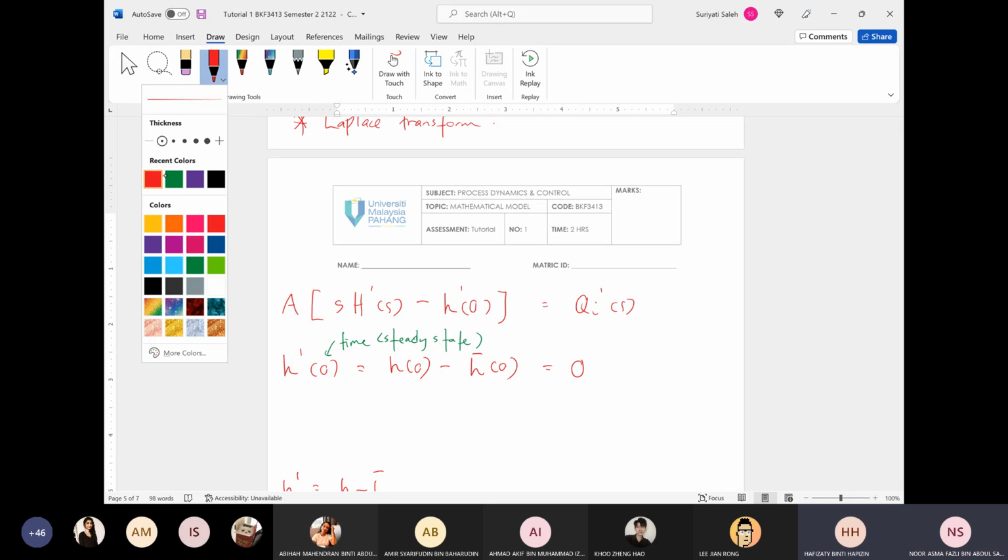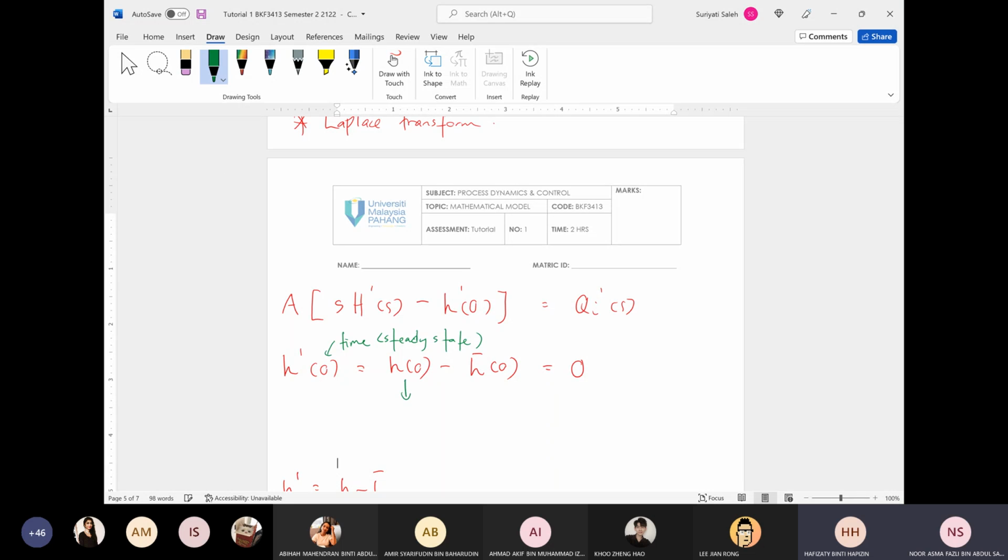Alright, in this case, why do I put H0 minus H bar 0 equal to 0? Let's take a look at the definition. What is meant by the H0? The H0 is the level at time 0. And what is meant by the H bar 0? H bar 0 also refers to the level at time 0. So the H0 and the H bar 0 refer to the same state.